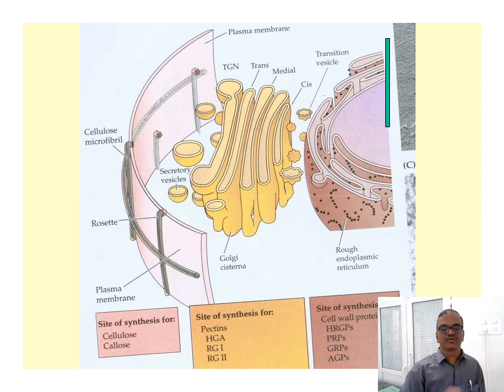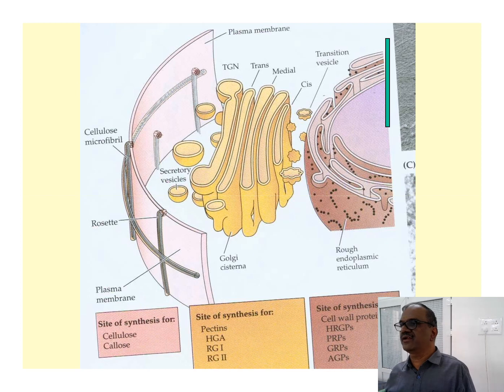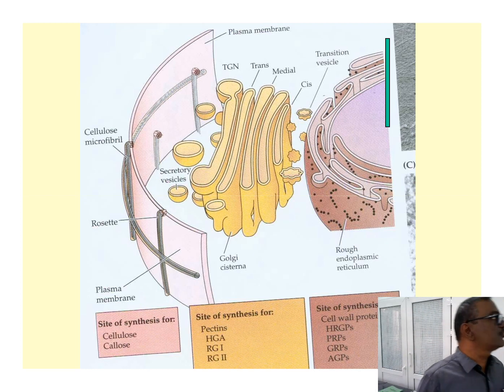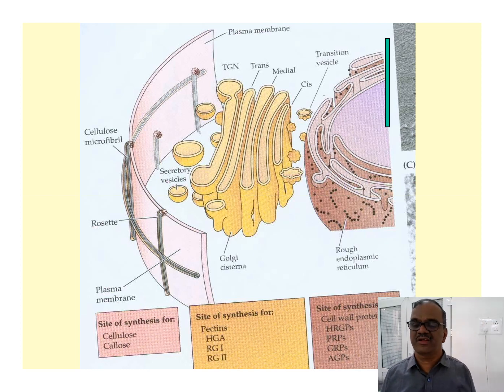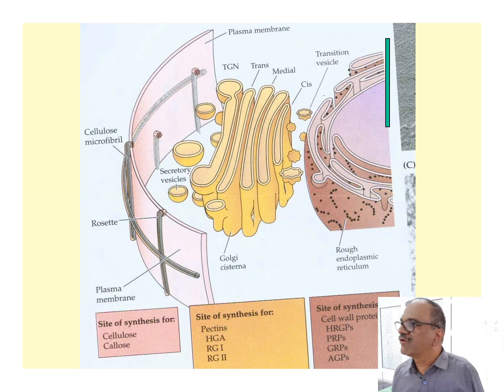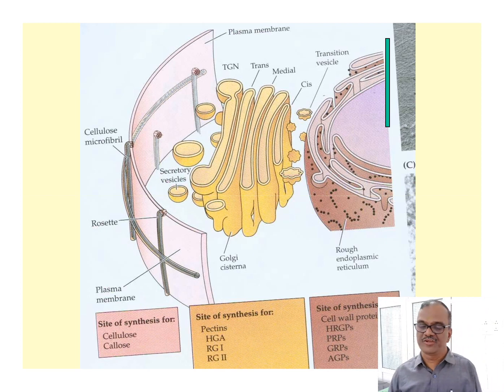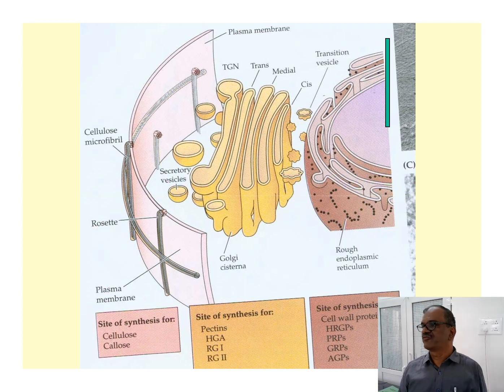Now you can see the site of synthesis. We are saying cellulose, hemicellulose, pectins, proteins, everything. Proteins are synthesized in ribosomes, am I right? Are you able to see the ribosomes? They are saying the site of synthesis of cell wall proteins is the rough endoplasmic reticulum. In the last one, you can see HRGP or PRP, proline-rich protein, glycine-rich protein, like that. The site of synthesis is rough endoplasmic reticulum.